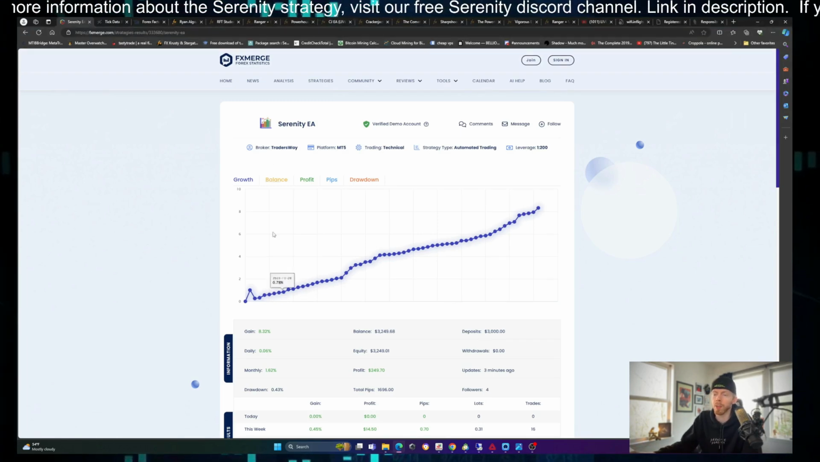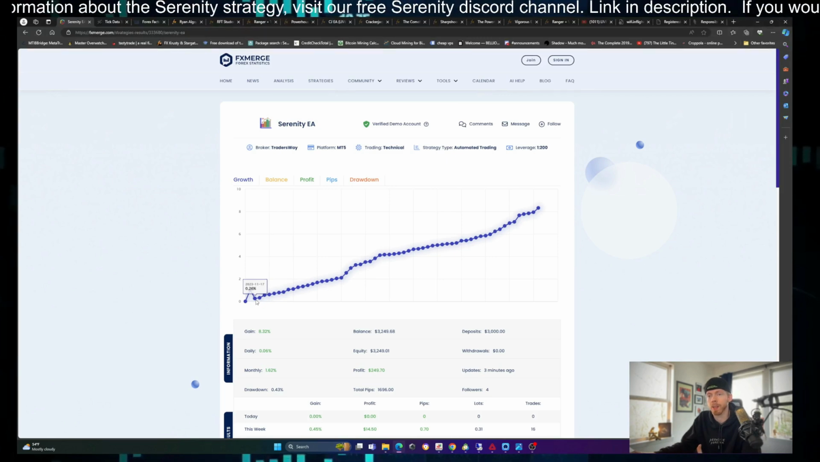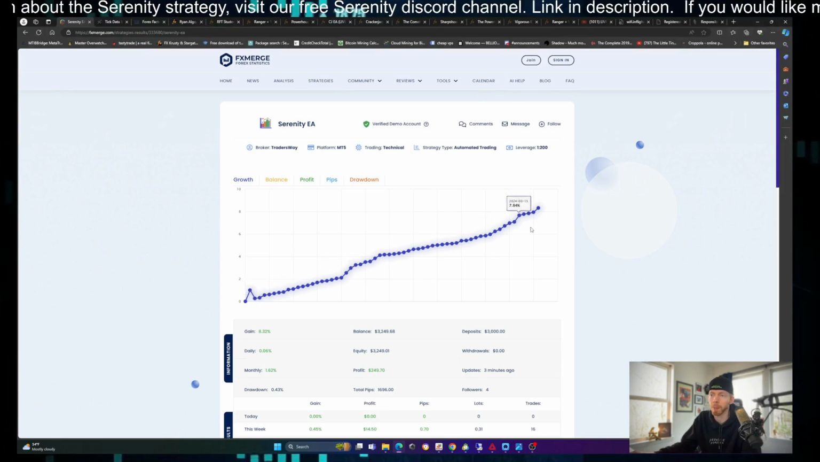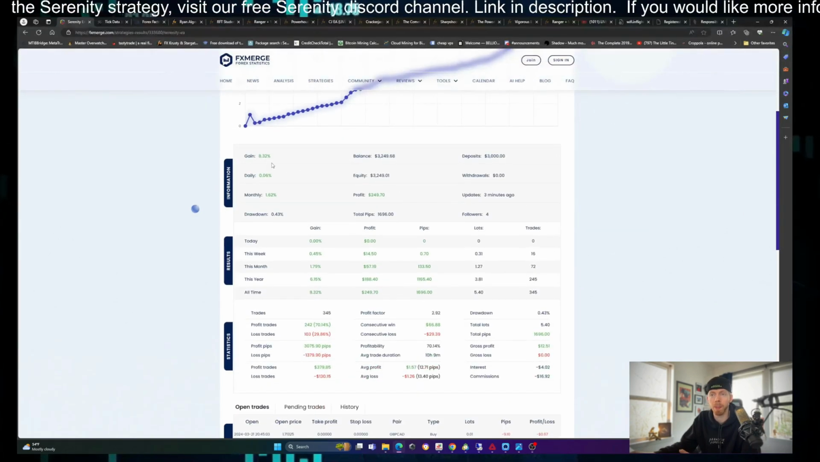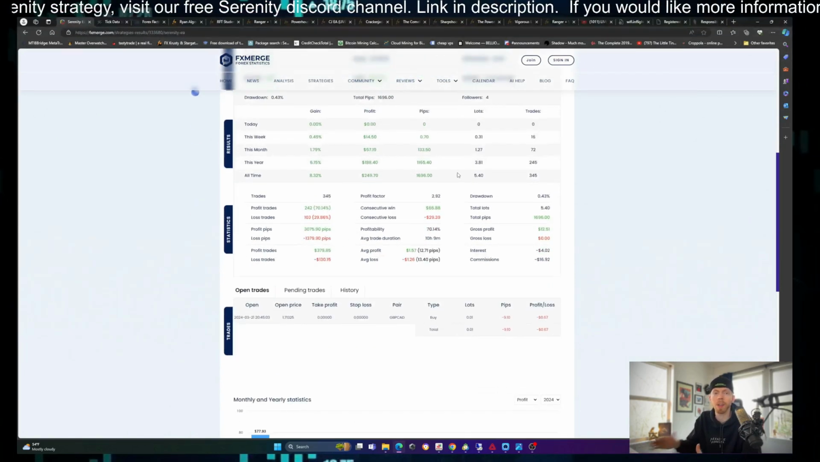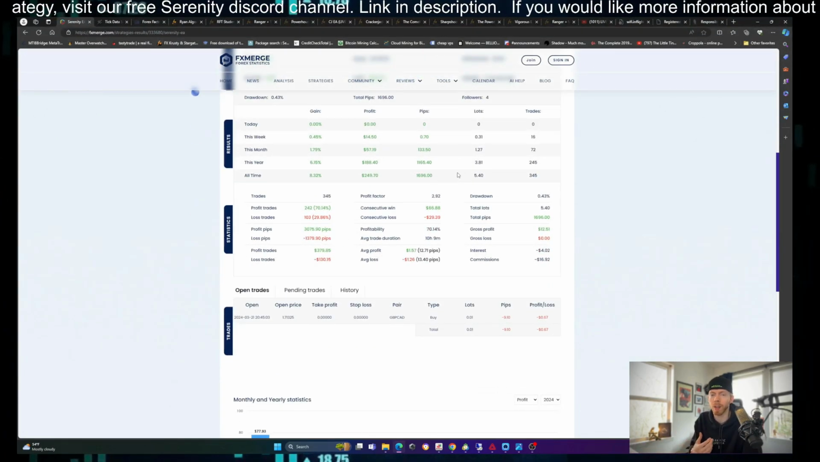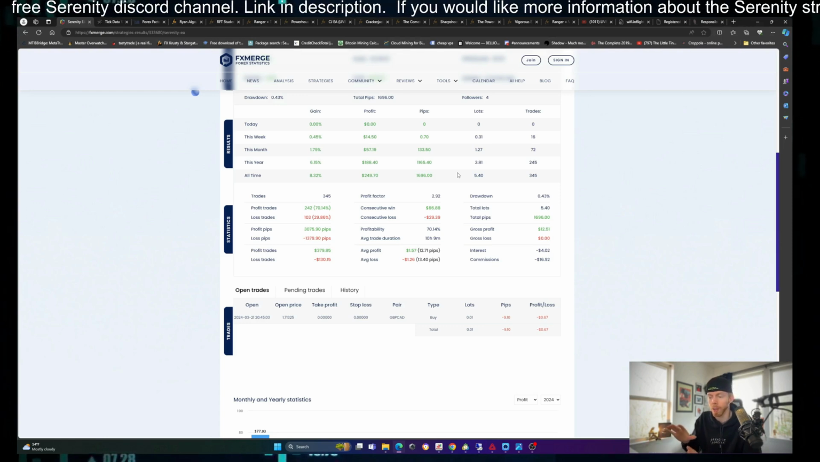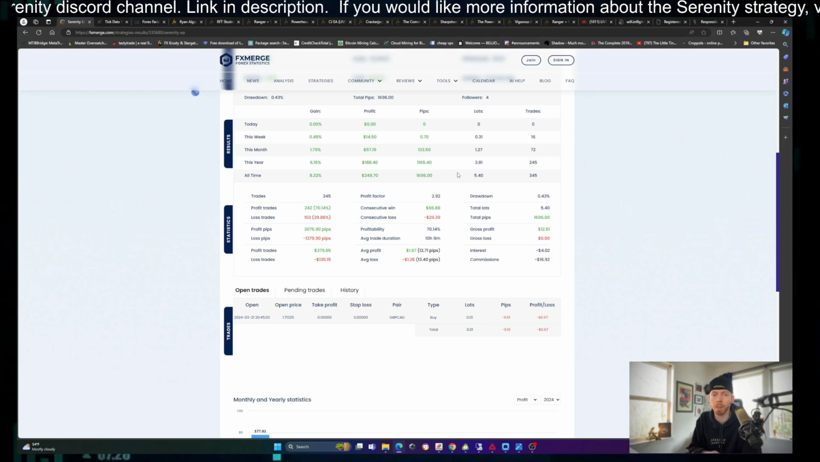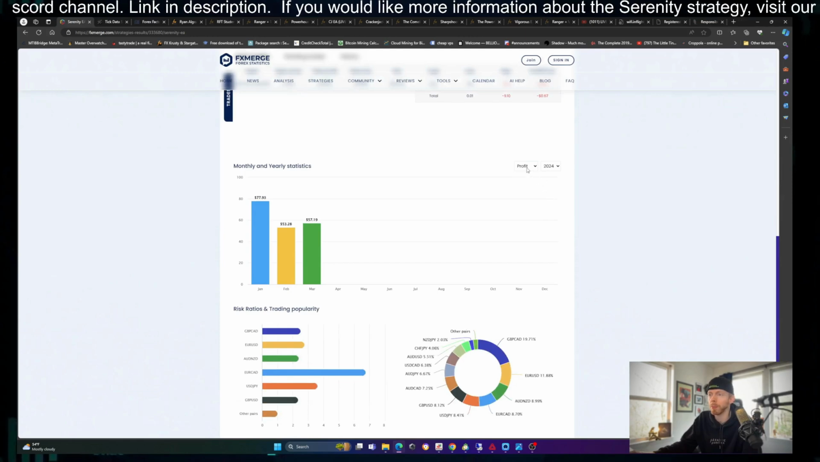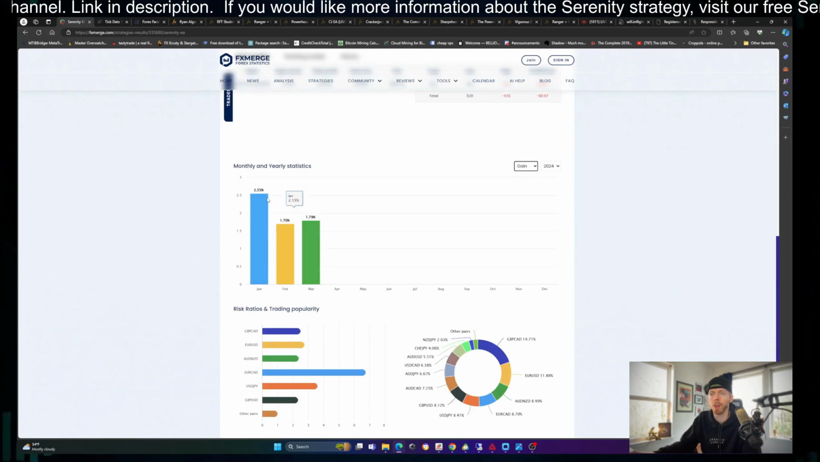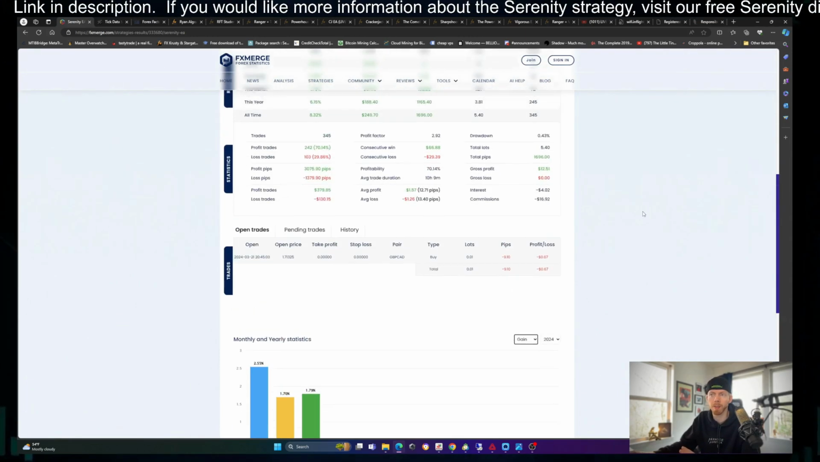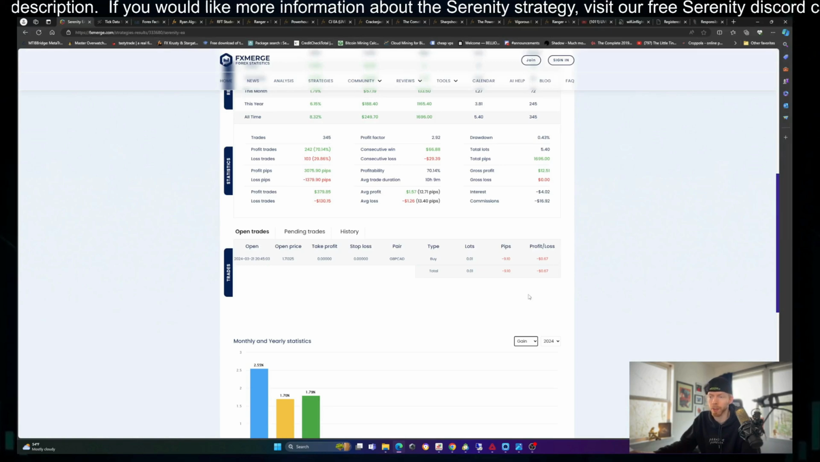So the Serenity EA has been running on this account since November of last year. And you can see that it's really made a good profit, 8.32%. Now, we're not looking for huge gains. Like, we're not looking for 30, 50, 100% per month. Like, that's unrealistic. We're looking for a long-term strategy that is going to build us wealth, right? So you can see the profit here, the gains, right around 2%. So that's the average that I'm looking at with the strategy.